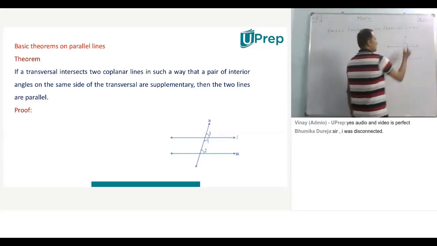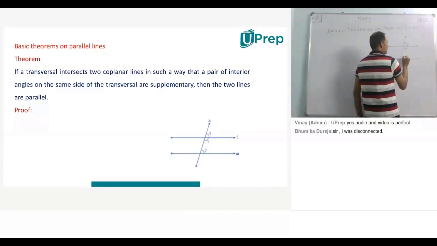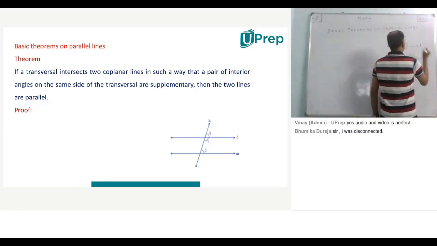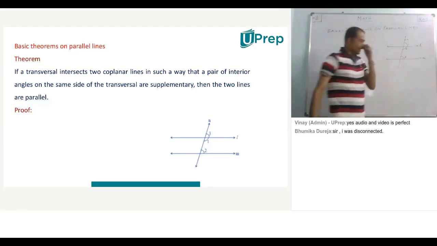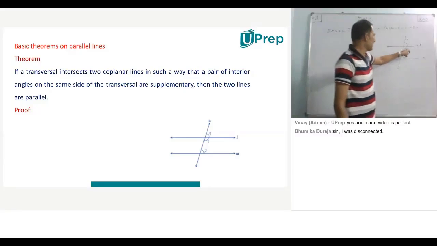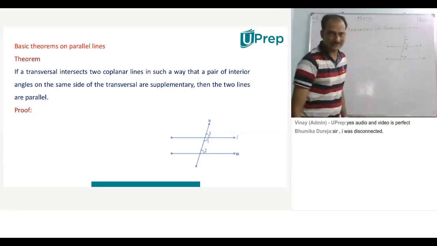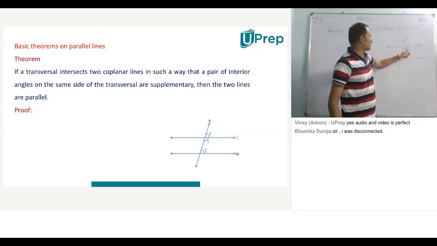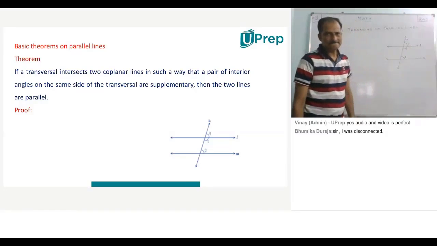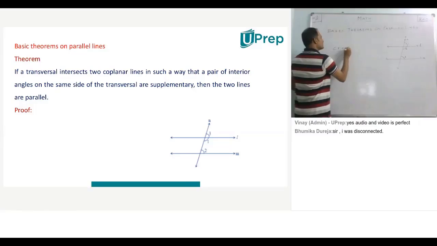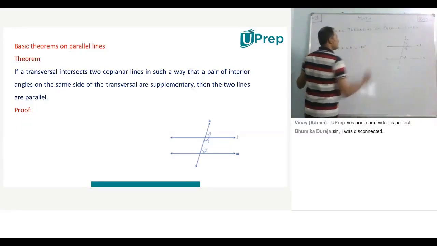Okay. Let me take one angle over here. I will name this as 1, this as 2, and this as 3, and the lines L and M, and this is N. L and M are two coplanar lines intersected by the transversal N such that angle 2 plus angle 3 is equal to 180 degrees, according to the question. Yes or no? Yes, sir. Right. I can say angle 1 plus angle 2 is equal to 180 degrees.